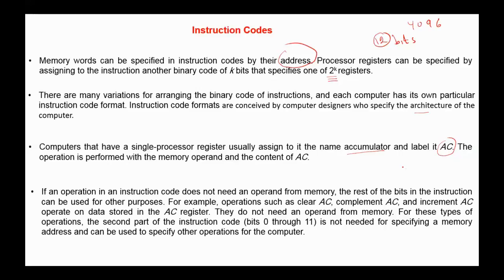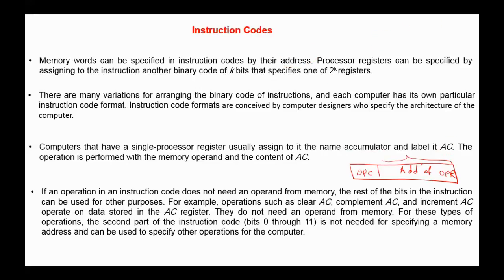If an instruction code does not need an operand from memory, the rest of the bits in the instruction can be used for other purposes. So in the instruction, we have here the operation code, and in general the address of operand or operand. So in the case that the instruction does not need an operand from memory, this part can be used for other purposes. For example, to perform different micro-operations on registers, such as increment, clear, decrement, etc.